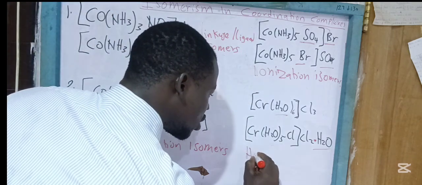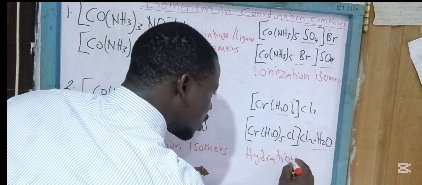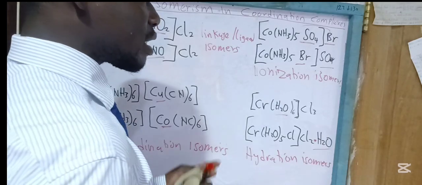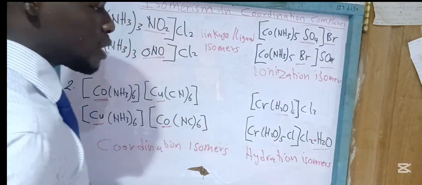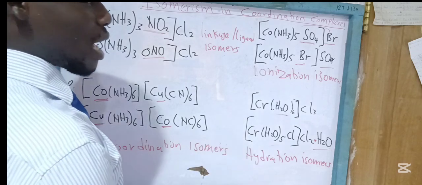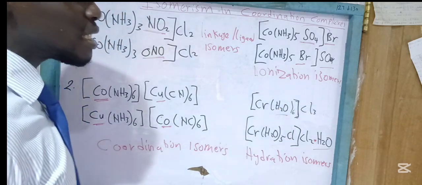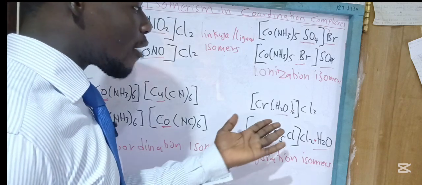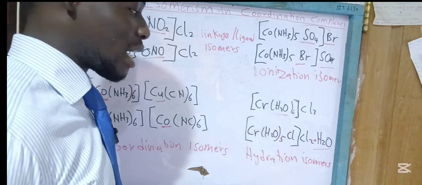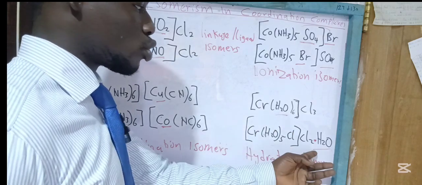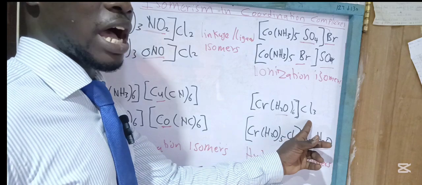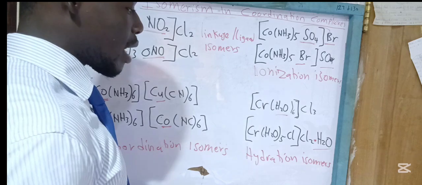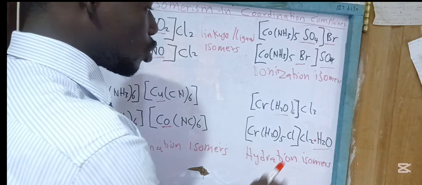So these two complexes are hydration isomers. If you check very well, you could see that hydration isomers are a typical type of ionization isomers. But in this case, we have water exchanging, acting as a ligand and acting as water of crystallization too. Here we have water inside. We do not have water outside, but here we have water inside and water outside too. So these are hydration isomers.